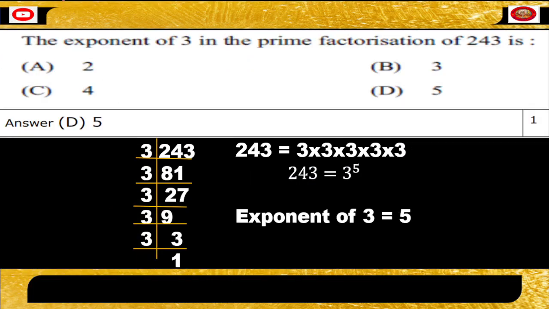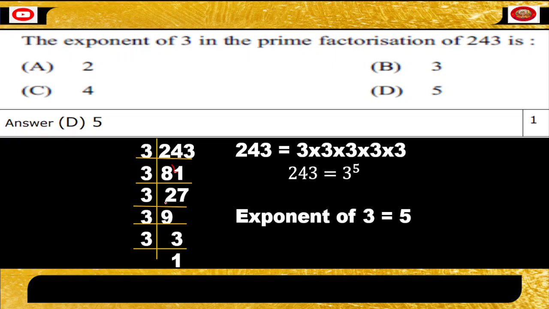Next question. Exponent of 3 in the prime factorization of 243 is... Here is 243. They given the exponent of 3. The exponent of 3 in the prime factorization form of 243 is... 3 eights are 24. 3 ones are 3. 3 twos are 6. Here is 8. 8 minus 6 is 2.